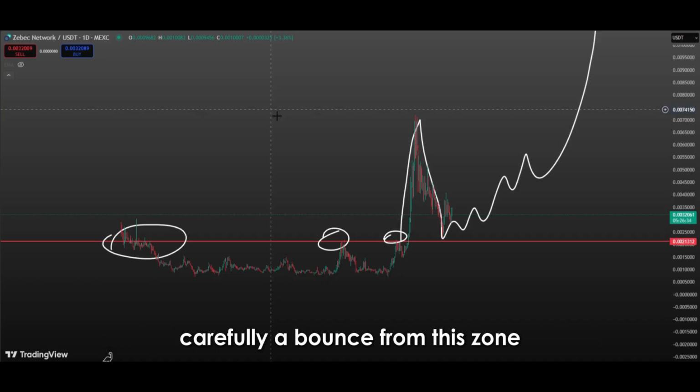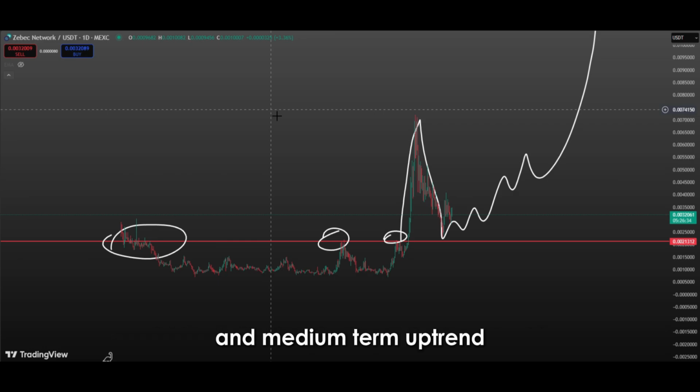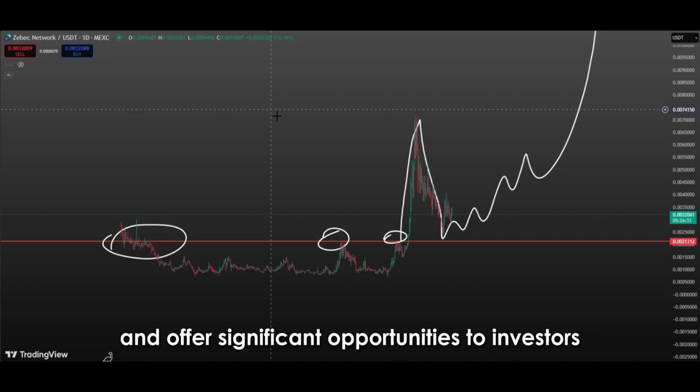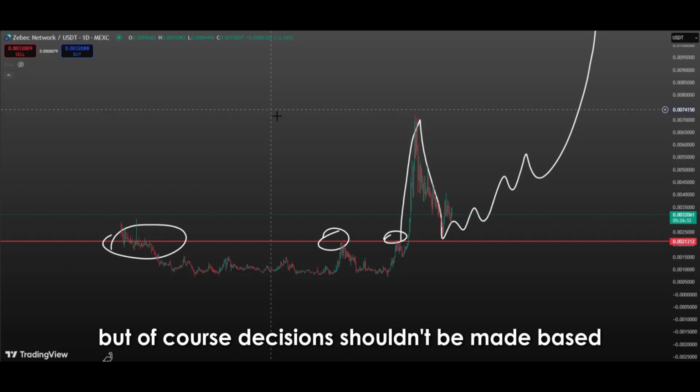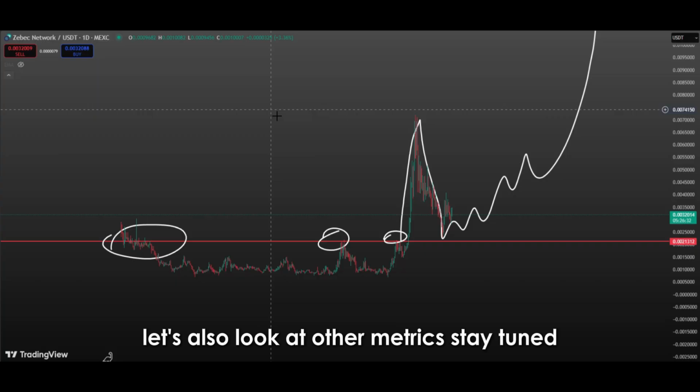A bounce from this zone could mark the beginning of both a short-term and medium-term uptrend. Especially during bull seasons, such technical structures tend to work more effectively and offer significant opportunities to investors. But of course, decisions shouldn't be made based solely on support zones. Let's also look at other metrics.